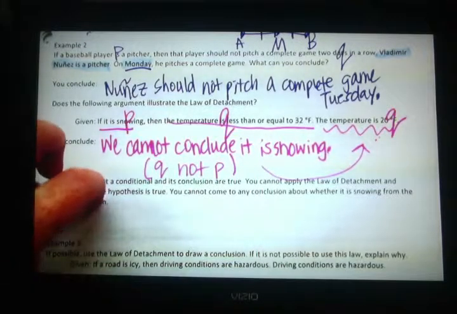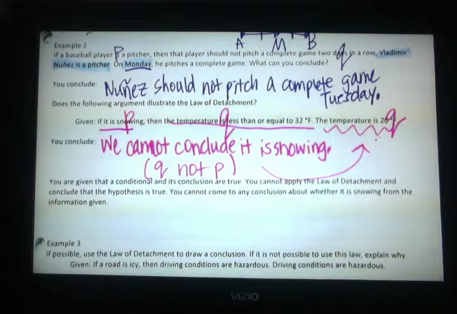So it also says right there, you cannot apply the law of detachment and conclude the hypothesis is true. You cannot come to any conclusion about whether it's snowing or not. Okay, hopefully that made some sense.